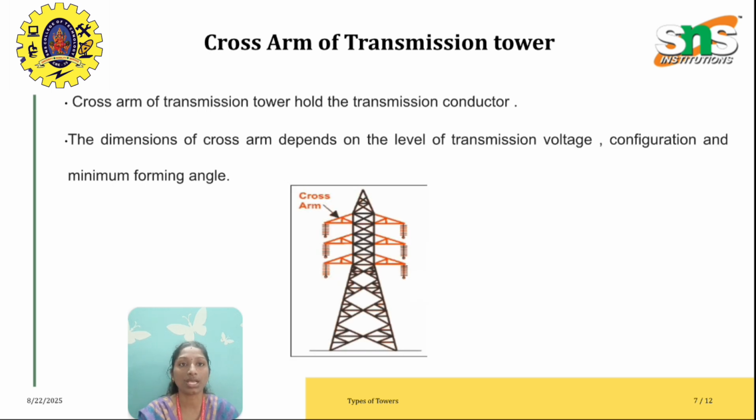Coming to the cross arm of the transmission tower. For example, in this transmission tower, we have 3 cross arms, highlighted in red color. The dimension of the cross arms depends on the level of the transmission voltage, configuration and minimum forming angle. So this cannot be designed as it is. It should have a proper angle in order to transmit that particular level of voltage. This is the cross arm of the transmission tower.